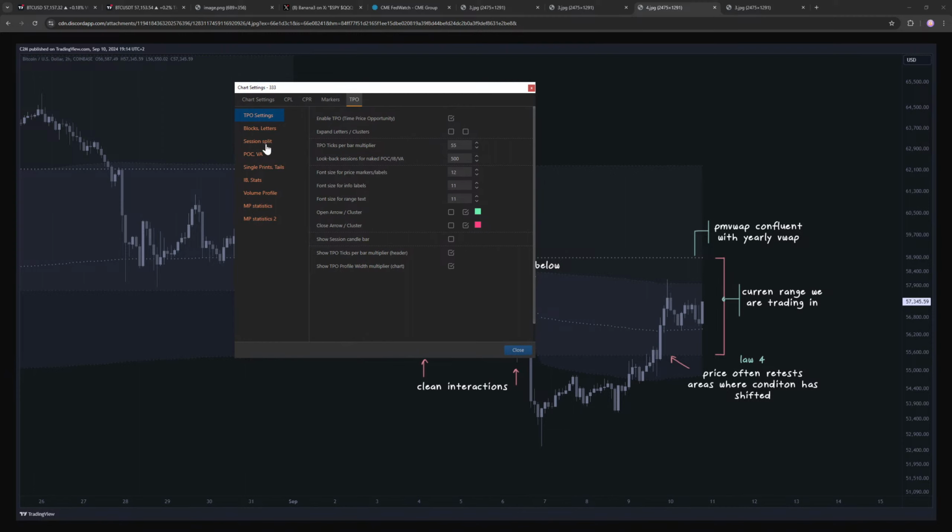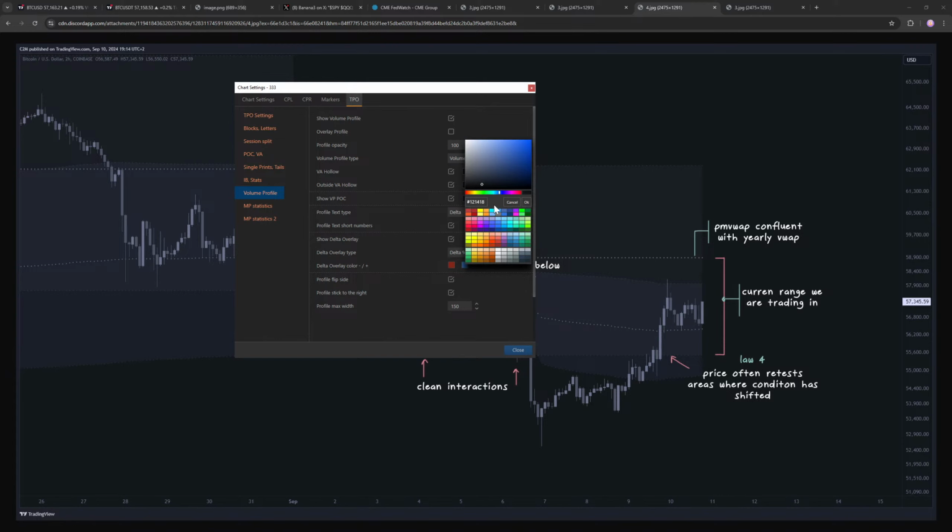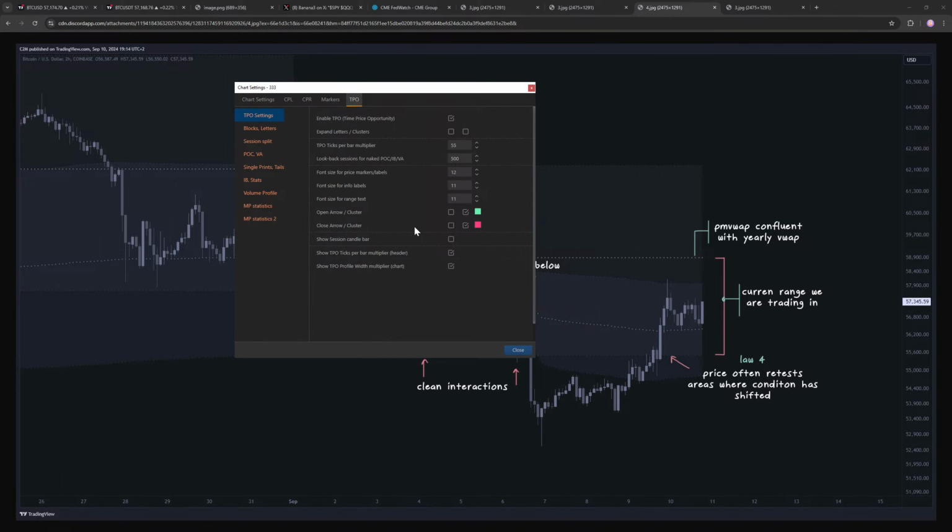So go to TPO, volume profile, and then I want to have profile text type, delta. I want to have delta % of session. You just copy my settings here. And then show volume profile. Don't have overlay profile, and I have all this selected. I think I did the opacity. Are you able to do that? I don't know. I just had this. Oh, no. I did the background color similar to the chart with these settings. And then on TPO, I've got this.